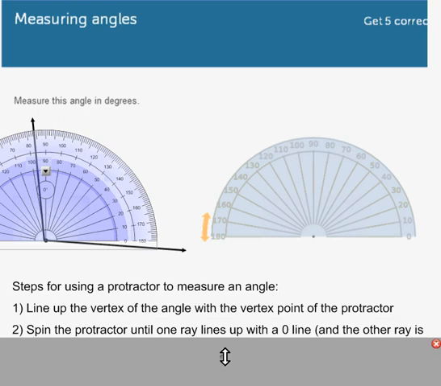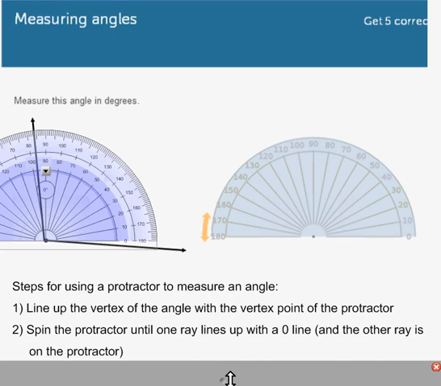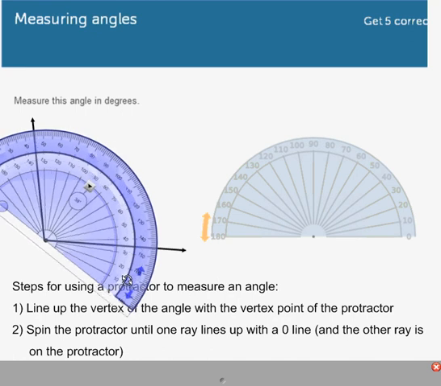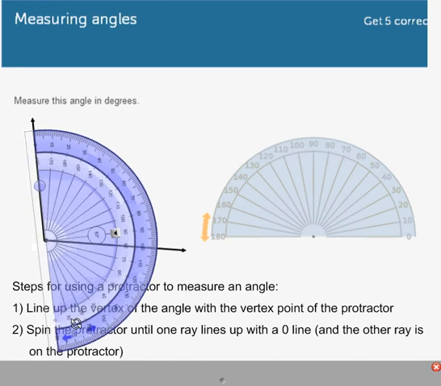The second step says to spin the protractor until one ray lines up with a 0 line and the other ray is on the protractor. We don't want to move the vertex. We want it to stay where it is. We're just going to spin the protractor. Vertex is still lined up. Okay, I've lined this ray up with the 0 line, with the 0 on the outside.